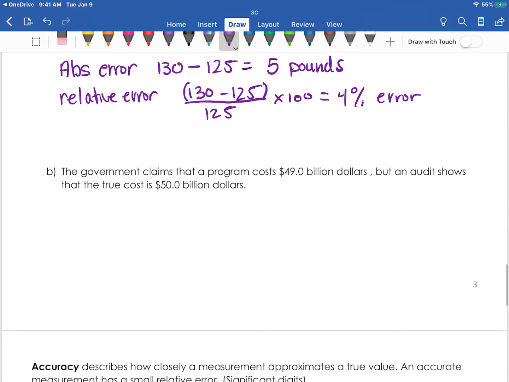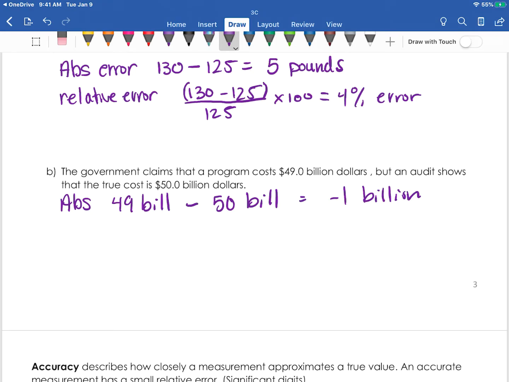Okay, the next example says the government claims that a program costs $49 billion, but an audit shows that the true cost is $50 billion. To find the absolute error, we take the measured amount minus the true amount. The measured amount is what they claim, which is the 49 billion. We subtract the 50 billion, which is the true amount, and that means we're down $1 billion.